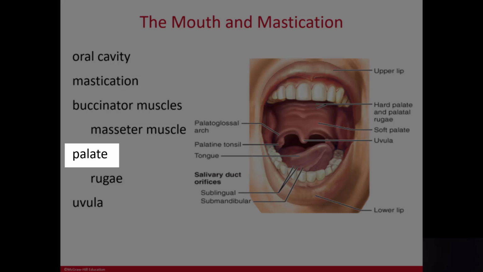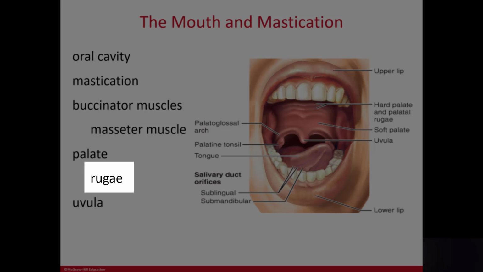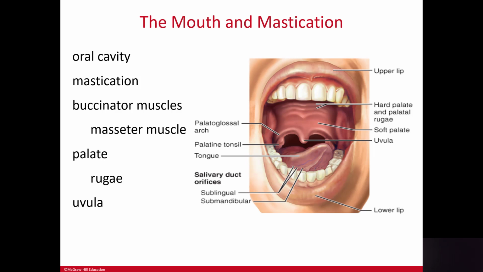The palate is the roof of the mouth. We have the hard palate and the soft palate. The hard palate has ridges along the top. Those ridges are called rugae. We see rugae in other structures as well. Rugae just means folds. So places like the stomach and the bladder that fold and then expand have those ridges as well, called rugae. The hard palate doesn't expand, but it has those ridges along it as well.